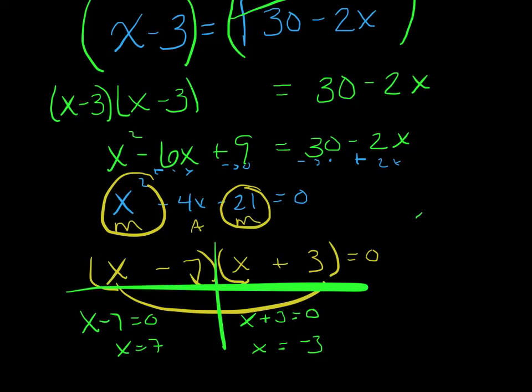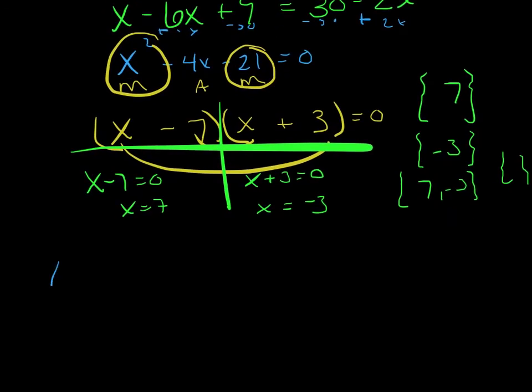Now don't fall for it. One of the choices is just going to be 7, one of them's just going to be negative 3, one of them's going to be both, and one of them will probably be the empty brackets. Alright, and someone's going to fall for it every time. Make sure you check. And we've said it a billion times this year, when you check, you are checking in the original.